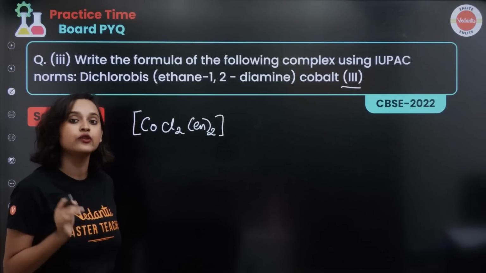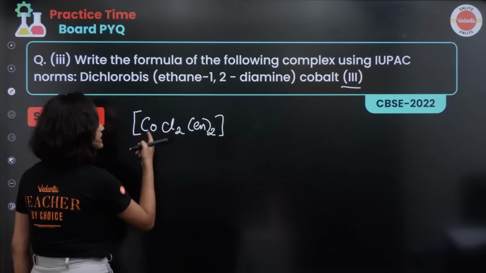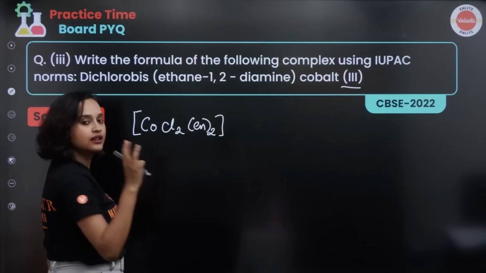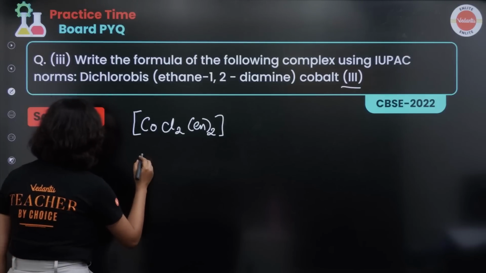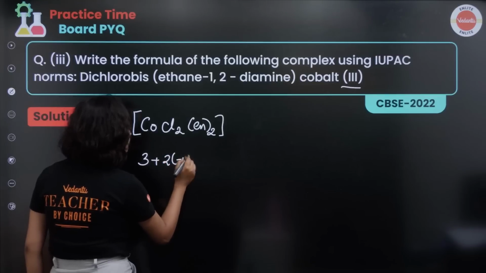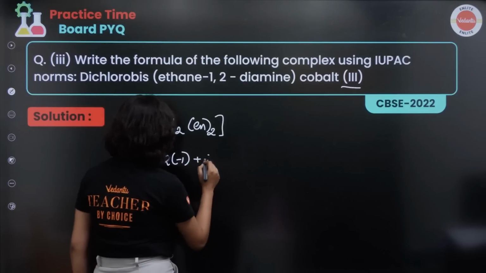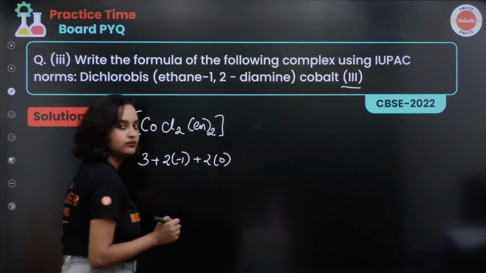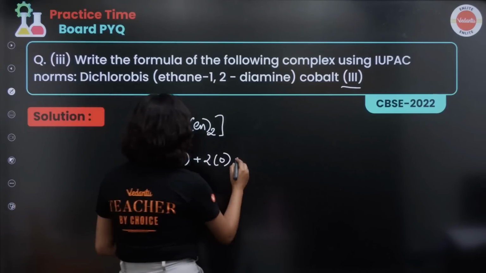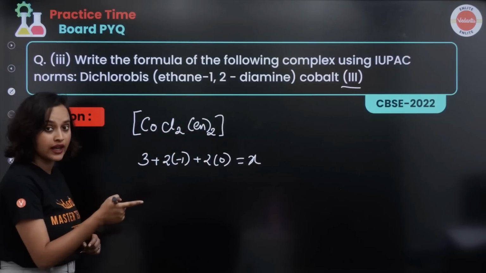What do we want to do? We want to find out the overall charge. For that, Co is already in the third oxidation state, right? So that means we know that it is 3 plus 2 into minus 1. En is a neutral ligand, no charge. So plus 2 into 0, yes? Overall, let's equate it to X, because that's what we want to find out.